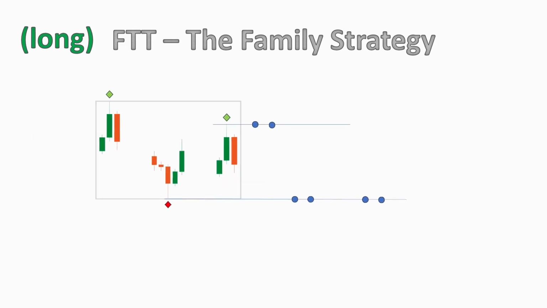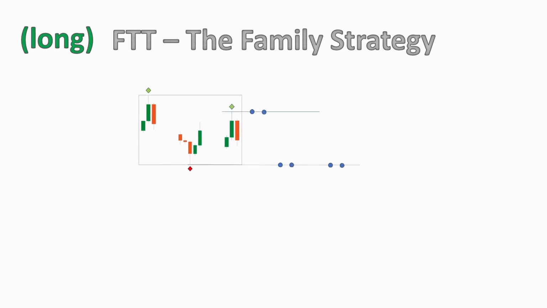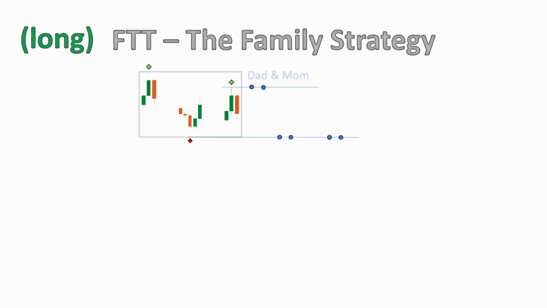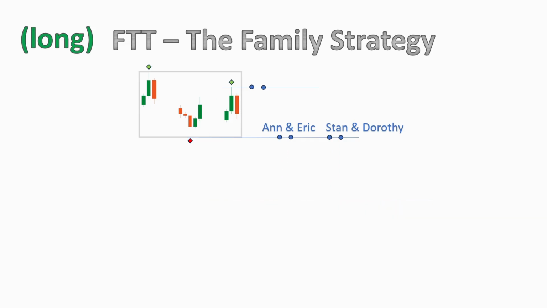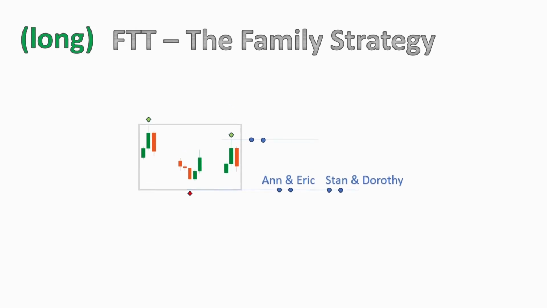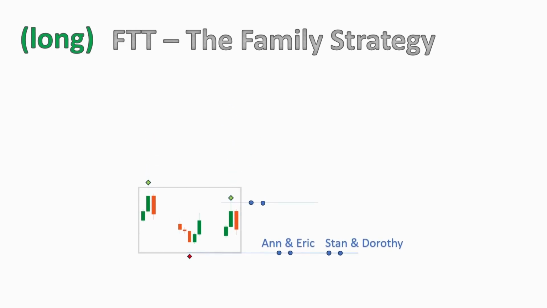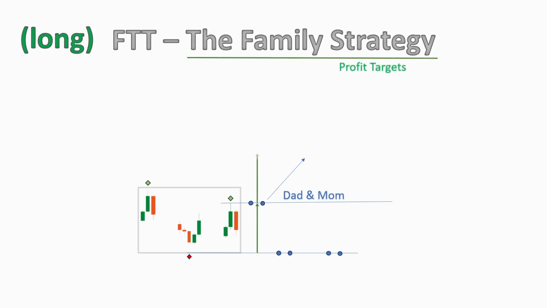The stop loss for Dad and Mom is calculated as twice the distance between Dad's entry price and the bottom of the house. The stop loss for Ann, Eric, Stan and Dorothy is calculated as twice the size of the entire house. The profit targets for Dad and Mom are calculated as 3 times the distance between Dad's entry price and the bottom of the house. This applies if there are no children in the house.